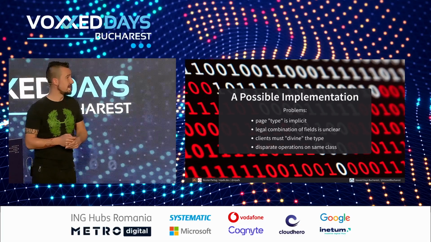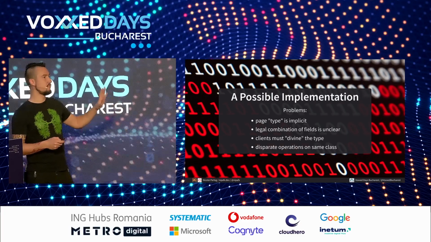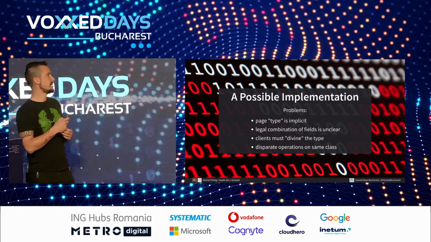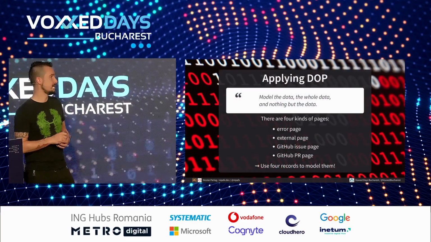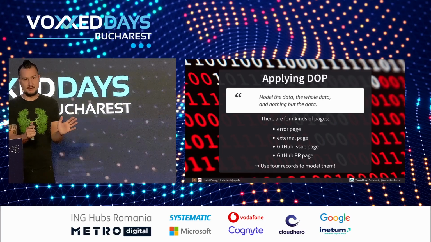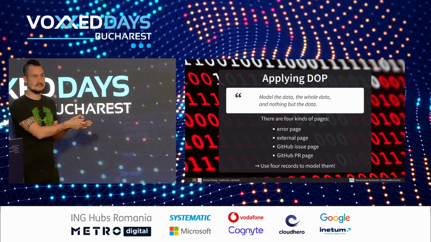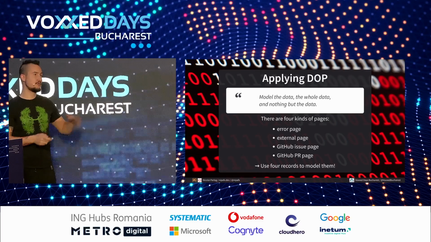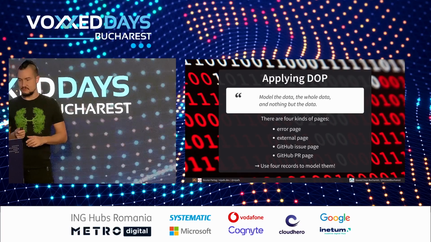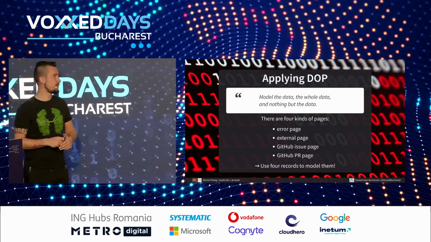As I said, even for OOP, not an optimal solution. And let's look at what data-oriented programming is telling us. Model the data, the whole data, and nothing but the data. Okay, so the whole data is, we have 4 kinds of pages. Okay, so let's create 4 types, right? And creating 4 types is a bunch of code, so let's use records instead. Okay, if you don't know what records are, don't worry, we're gonna go through that.